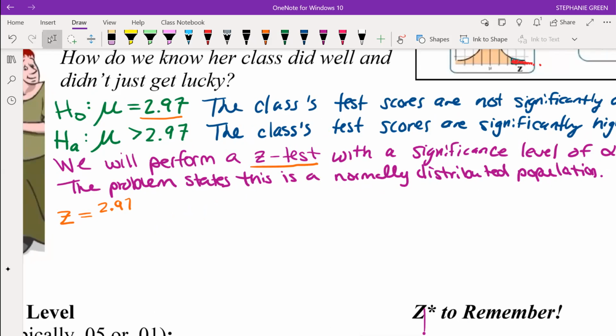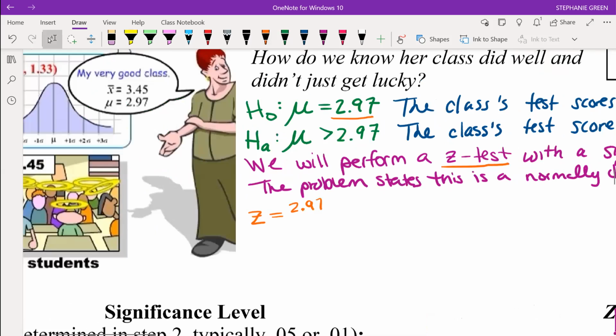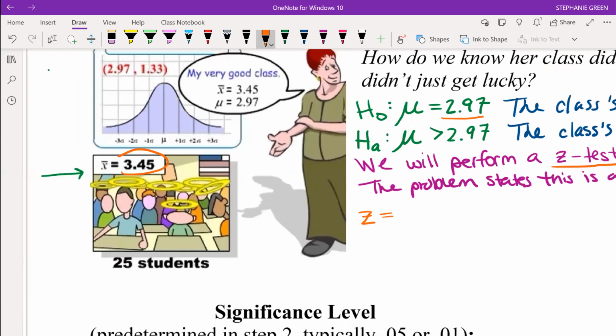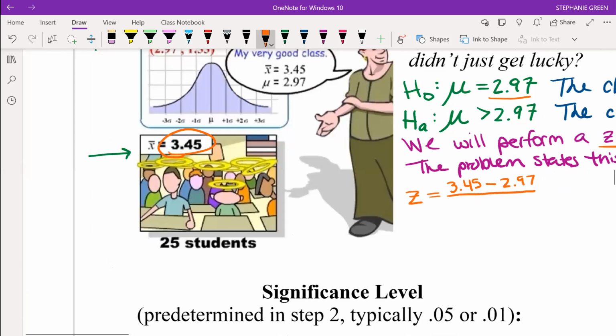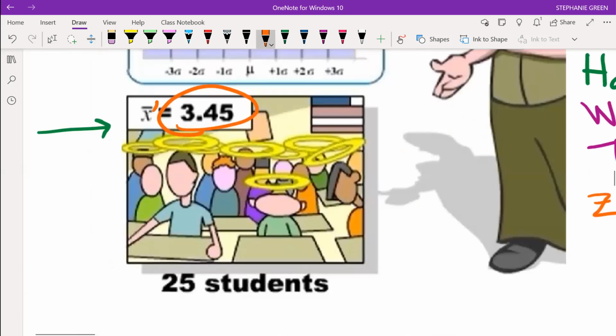So to calculate the z-score, remember you take the statistic value, our test statistic, which we're trying to use to disprove our null hypothesis. So we take our test statistic, subtract the population mean, and divide by the standard deviation.